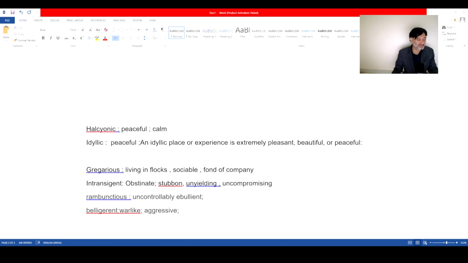Bellicose is another word that is actually a synonym of belligerent. What is bellicose? Again, demonstrating aggression, willing to fight, warlike. Let me write it down. These two words are similar. Bellicose or belligerent. This is a simple word actually. Bellicose. Aggressive, same. Bellicose is a synonym for belligerent.